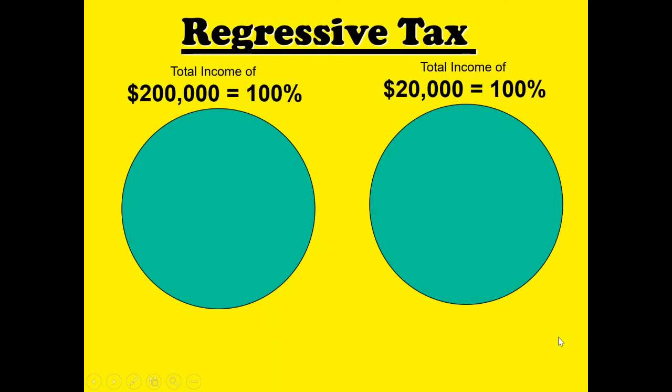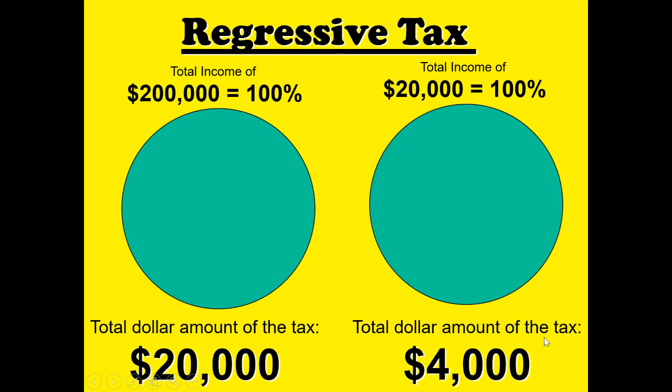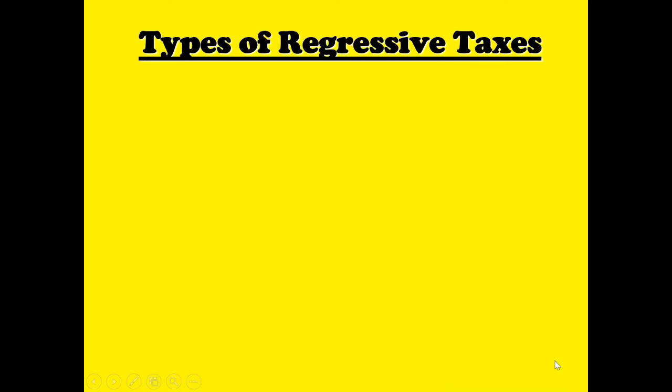But if we take a look at the next kind of tax, a regressive tax, this would also on the surface level seem like it's taxing the richer person more. But when you do the fraction test here and compare the dollar amount of the tax to that person's income, you're going to see that there's a larger wedge on the right here at 20% of total income in taxes. On the left, you only see a wedge of about 10%. And that seems just kind of inherently unfair, right? Unfortunately, that's how most of our taxes are set up.